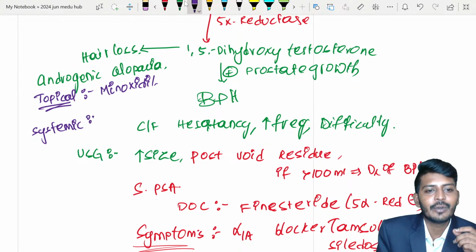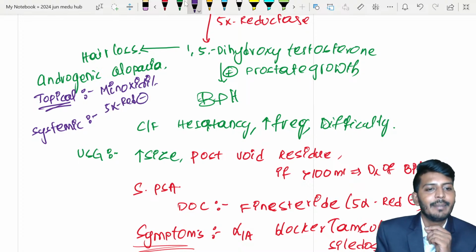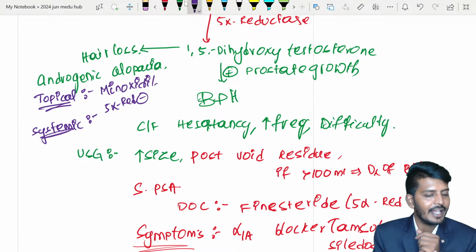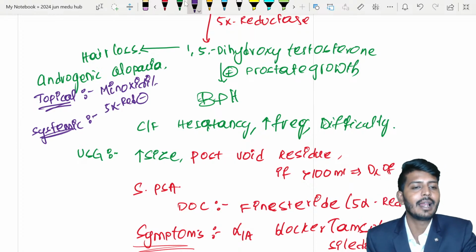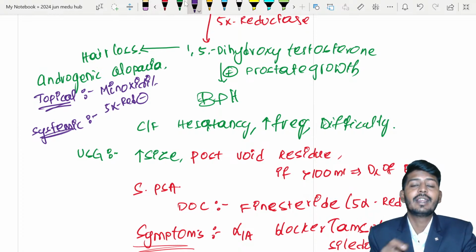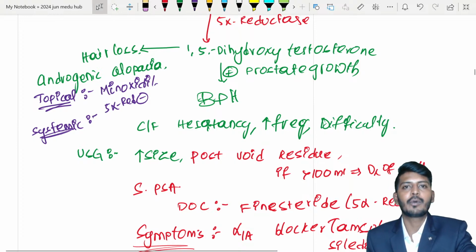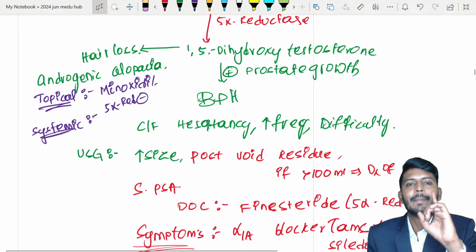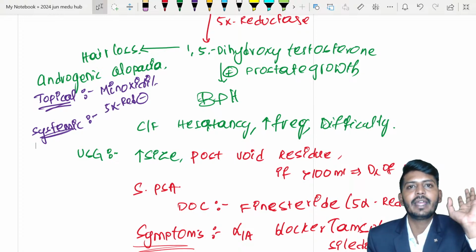And for the systemic use in androgenic alopecia, a 5-alpha reductase inhibitor itself. Okay, so systemic treatment is a 5-alpha reductase inhibitor, and minoxidil is for topical application. Actually minoxidil is an antihypertensive. ठीक है, so समझ में आ गया? अब कोई गलत नहीं करेगा. About BPH, the pharmacological aspect of BPH, nobody should make a mistake.